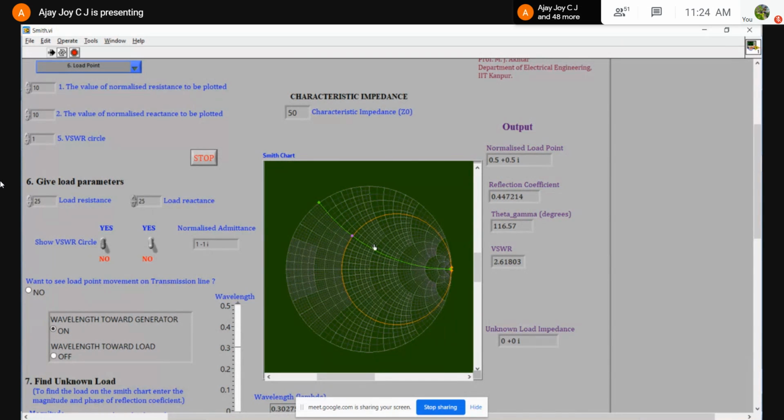So in this, what kind of load will it be when you get that point on the upper side of your Smith chart? Upper, sir.